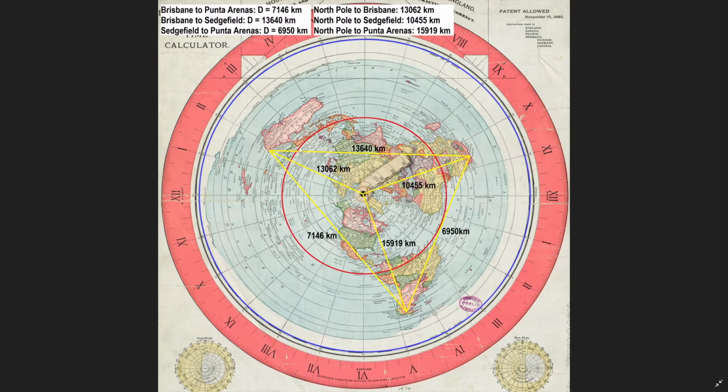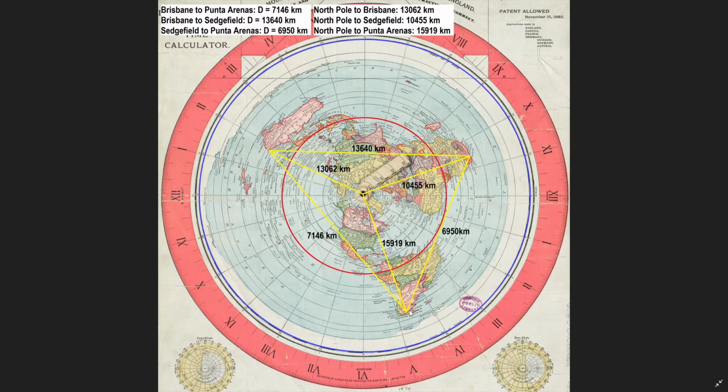But yet, this is a much longer line than this one is. And if we go from Brisbane to Punta Arenas, this distance is, I hope I pronounced that right, 7,146 kilometers. Look how much longer that distance is than this one, which is just under 2 times the length.